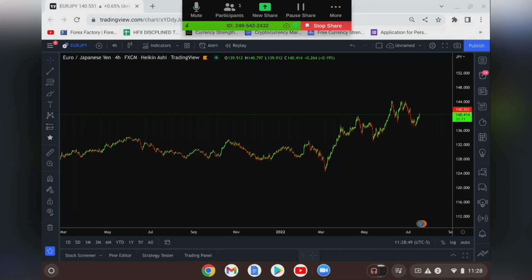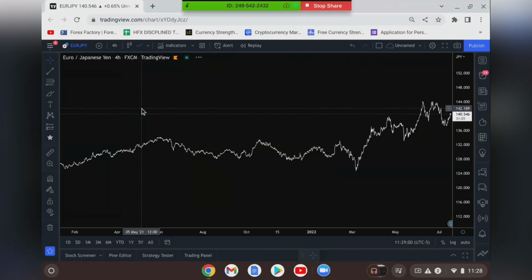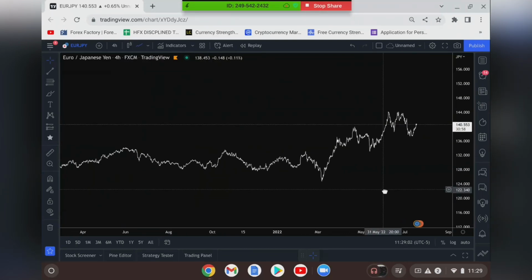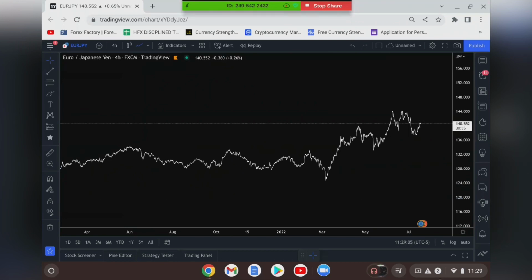What I like to do when marking up support and resistance, you guys, is change my chart from candlesticks to a line chart. The reason I like to do this is because it makes it a lot easier to pinpoint the highs and lows in the market without being confused with candle wicks. As a beginner trader, that's something I struggled with a lot. I was always wondering, should I include the wick? Should I not? Just changing it to a line chart removes all that extra confusion or doubt, okay? So as you can see, we do have the line chart here.